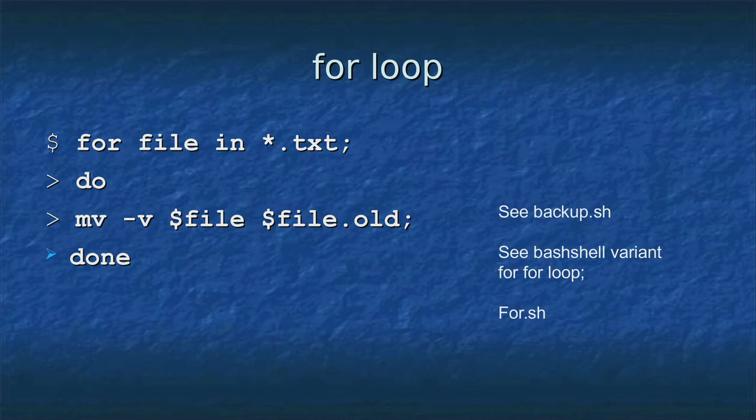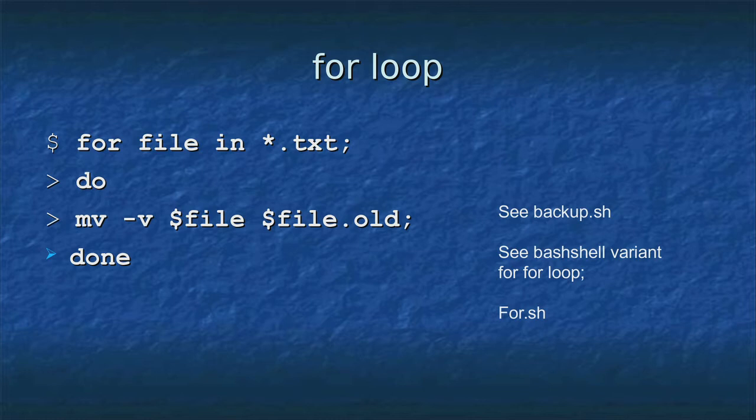Minus v option tells you that you have to move in a verbose mode, which tells you that whenever you execute the command you just say what you are doing, and finally it closes with a done. Now, what this statement actually will do is it will take all the files that end in star dot txt and then convert them as star dot txt dot old. Now, let us see this with an example.